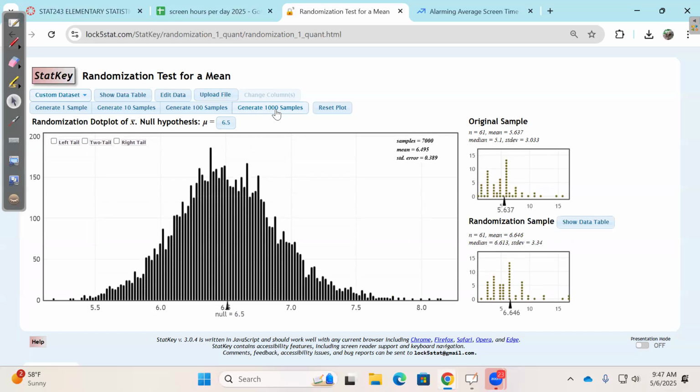So I get a similar shape to what I had before when I did the confidence interval. The difference here is the center. Instead of being centered on the sample statistic, it's centered on what the population parameter was.